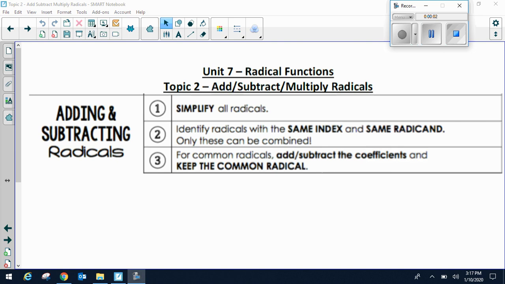Alright, so today we're going to talk about adding, subtracting, and multiplying radical numbers. The first thing we've got to do is simplify all your radicals. That's step one. Once you do that, any radicals with the same index and the same radicand, basically the same thing inside the radical, you can combine. When you do that, all you do is add or subtract their coefficients, and you keep that common radical. So let's go ahead and do some examples.